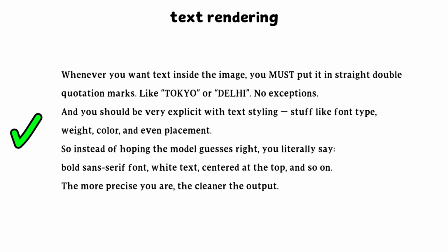Next point, text rendering. Whenever you want text inside the image, you must put it in straight double quotation marks. And you should be very explicit with text styling, stuff like font type, weight, color, and even placement. So instead of hoping the model guesses right, you literally say bold sans serif font, white text, centered at the top, and so on. The more precise you are, the cleaner the output.